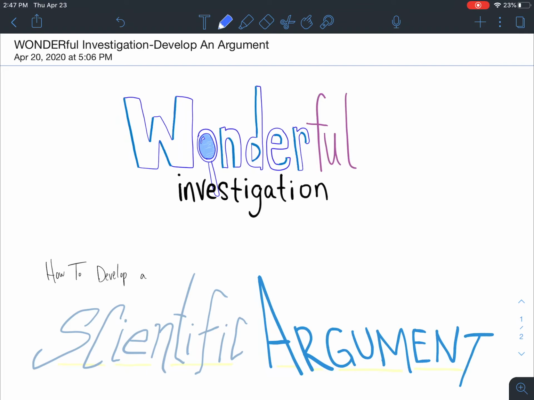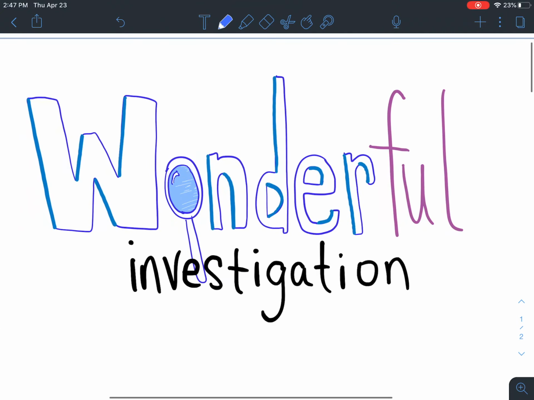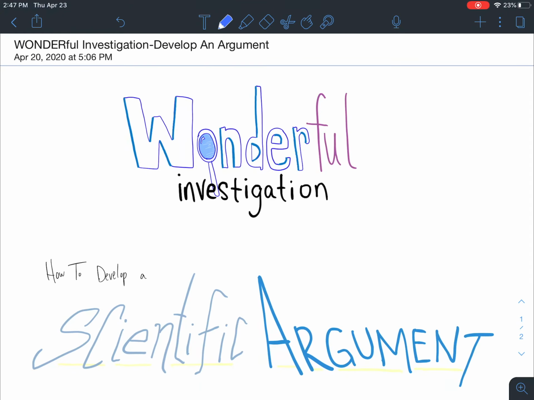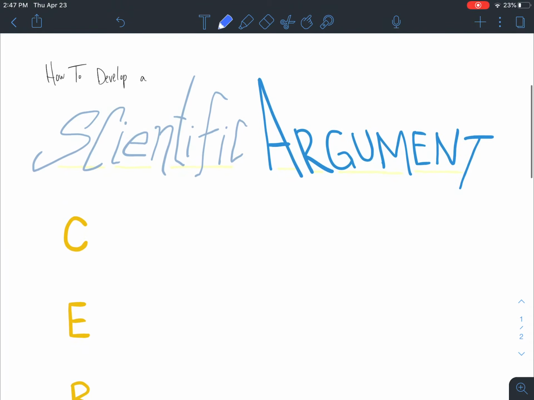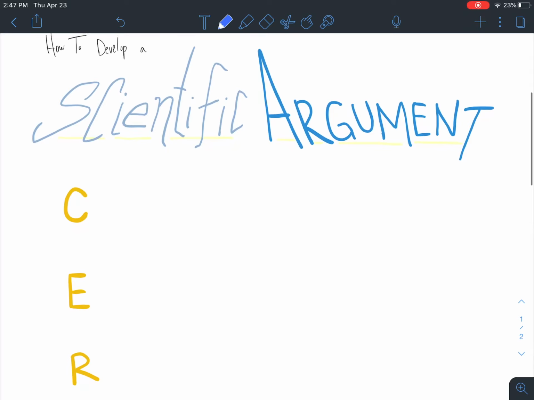So you probably have been in some type of argument before, but today we're talking about scientific arguments, and this is for our wonderful investigation. So basically, this is how you answer your guiding question in a scientific way. It's really just made up of 3 letters. It's quite simple. So let me explain it to you.